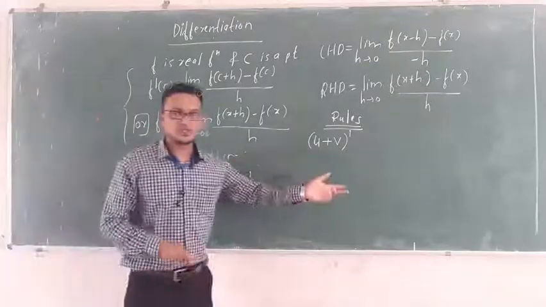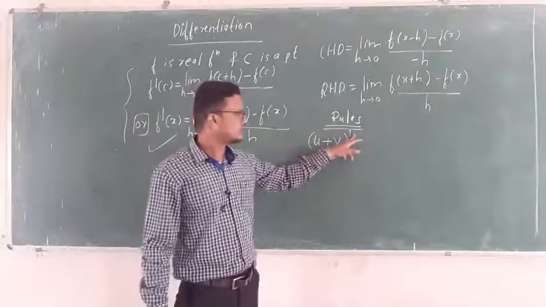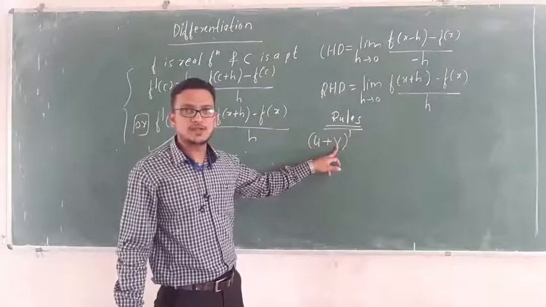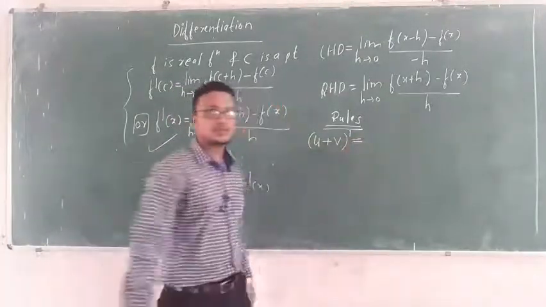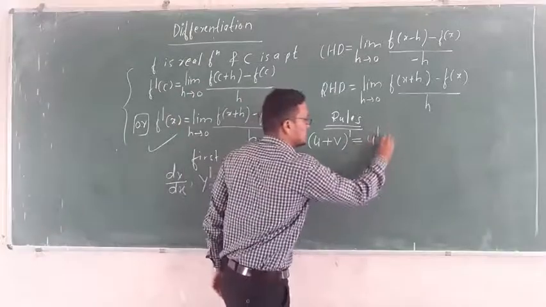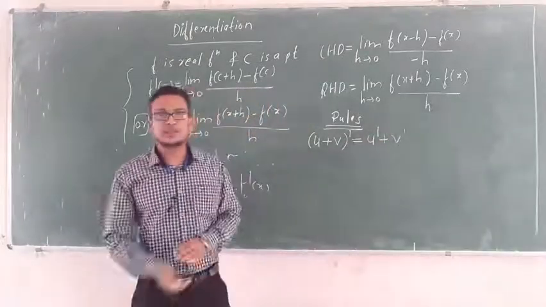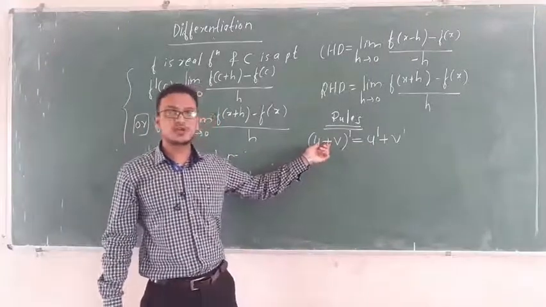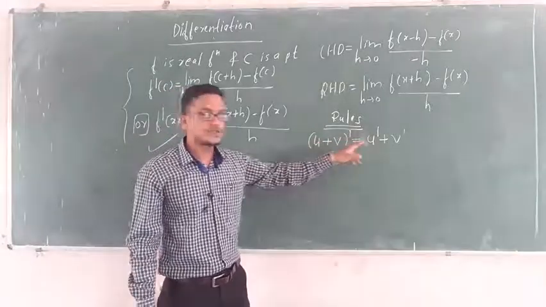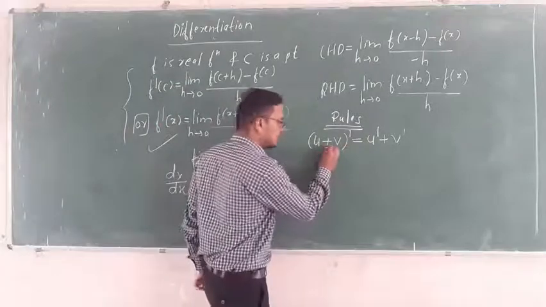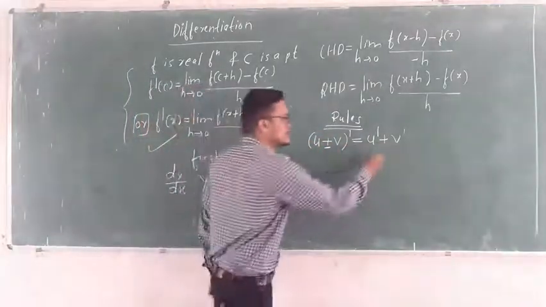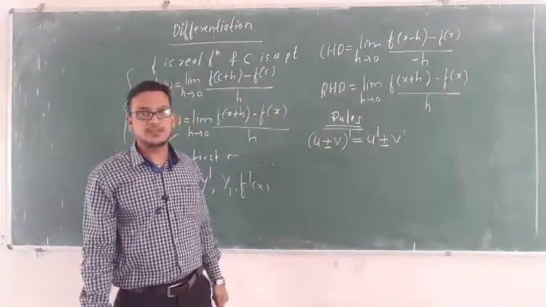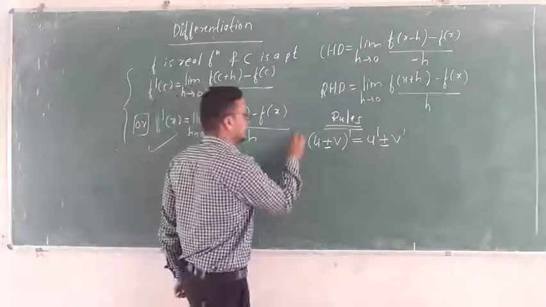Okay, so let us come to the rules now. (u plus v) whole dash. Dash represents derivative, and u and v are two functions. So its derivative is u dash plus v dash. Means if there is a sum of two functions, then you can differentiate those two functions separately. Similarly, you can write it for subtraction also: (u minus v) whole dash is u dash minus v dash. Okay, this is the first rule.